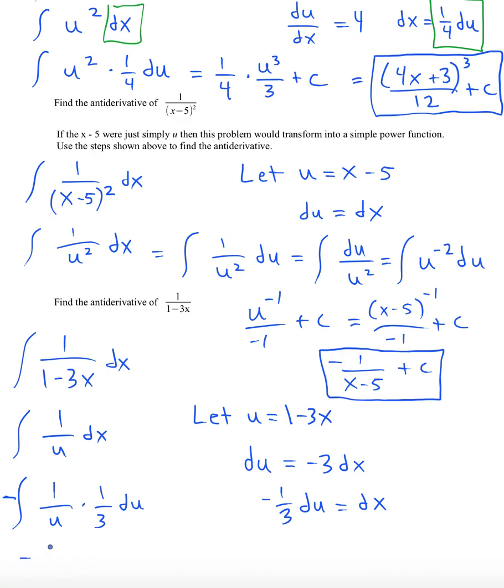All right, so this will give us negative 1/3 times the integral of du over u. Now that has a known antiderivative that we should be familiar with. It is the natural log of u. And so once we plug back in the 1 minus 3x, we have it solved.